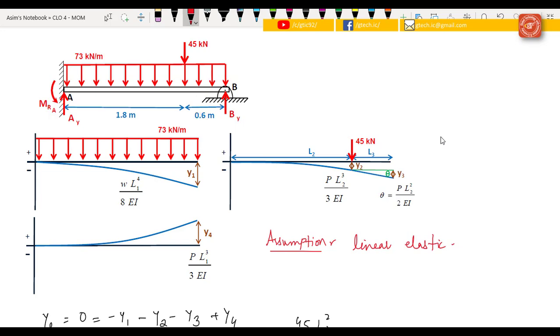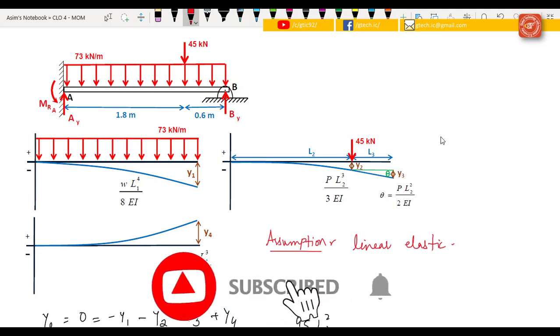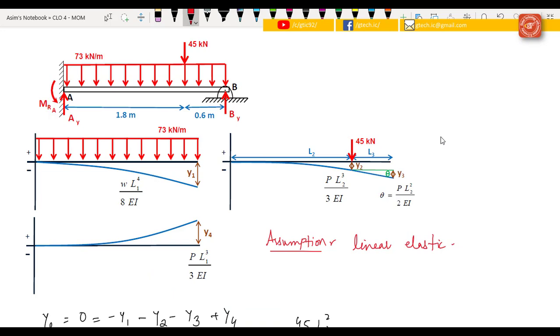that actually applies the force in the upward direction, and the deflection would not be moving downward, it would be moving upward.